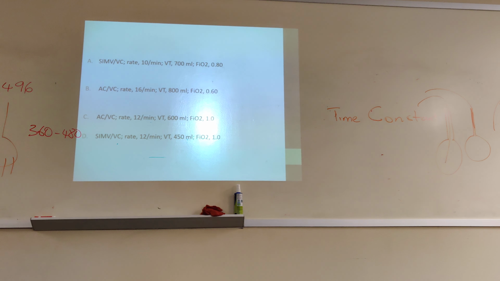Okay, first one here, SIMV-BC, rate of 10, that's good. 700, no, that's too high. So that's out. Next one, ACVC, rate of 16, that's between 10 to 16. Tidal volume 800, no, that's too high. Then we have rate of 12, that's good. 600, no, that's high. And then you go to the last one, rate of 12, that's good. Tidal volume 450, that's good. 100%, yes, because the patient is using 100% oxygen.